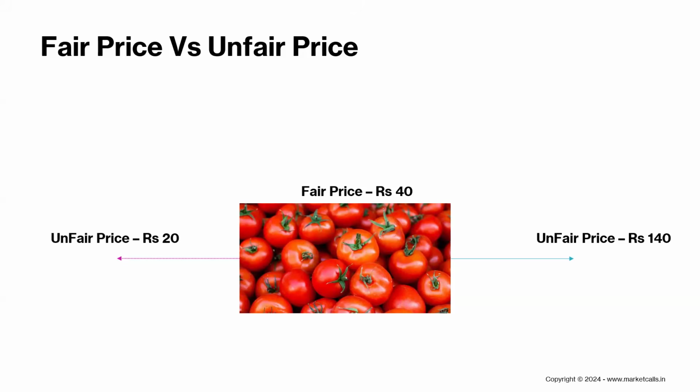Sometimes because of more supply, we will be getting it at cheaper prices, like 20 rupees. I even saw a couple of years back around 20 rupees per kg. So both unfair prices at both the extremes, the 20 rupees of tomato per kg and 140 rupees of tomato per kg, are unsustainable. Usually it will mean revert back to the mean, to the center point.